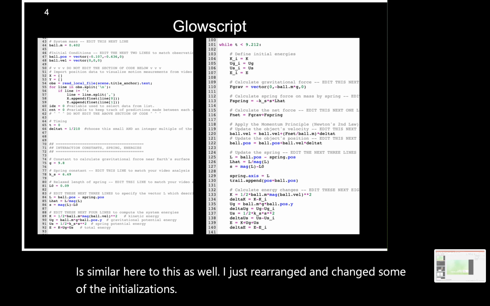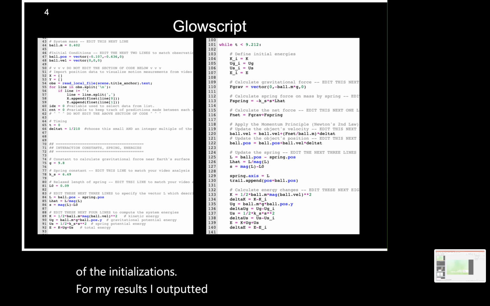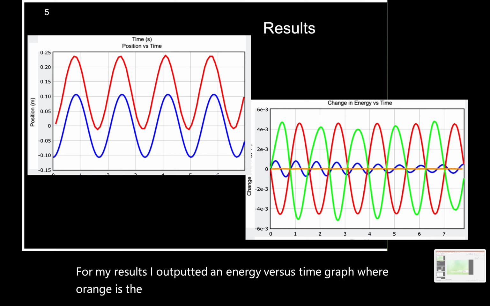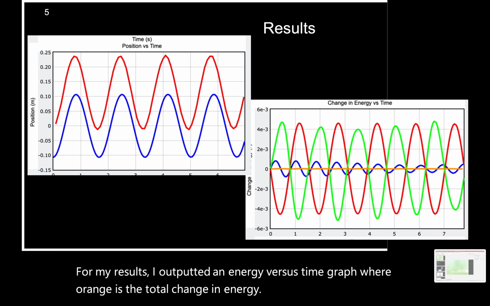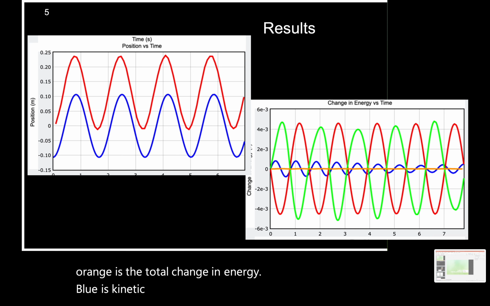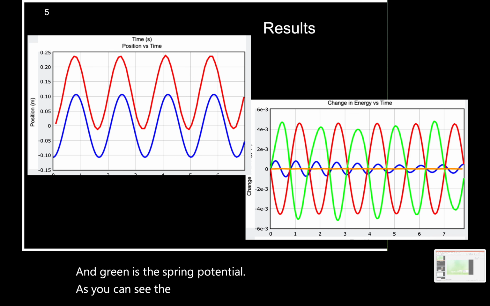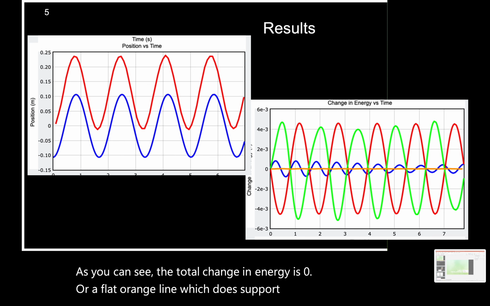For my results, I outputted an energy versus time graph, where orange is the total change in energy, blue is kinetic energy, red is gravitational energy, and green is the spring potential. As you can see, the total change in energy is 0, or a flat orange line, which does support my initial claims of a closed system.